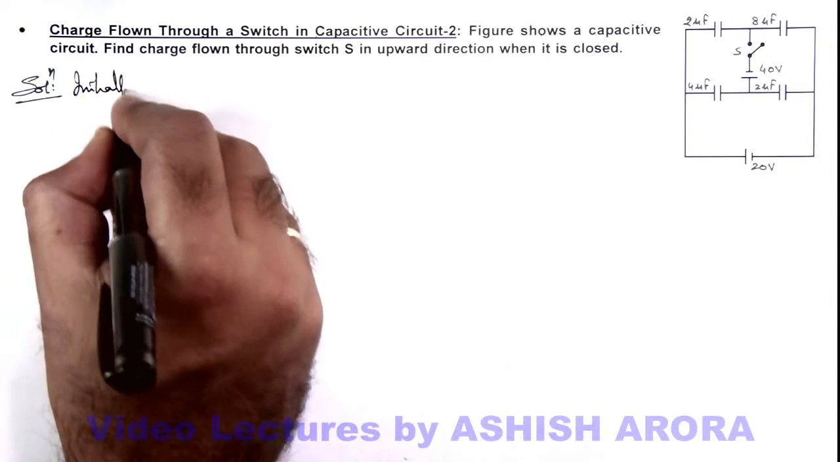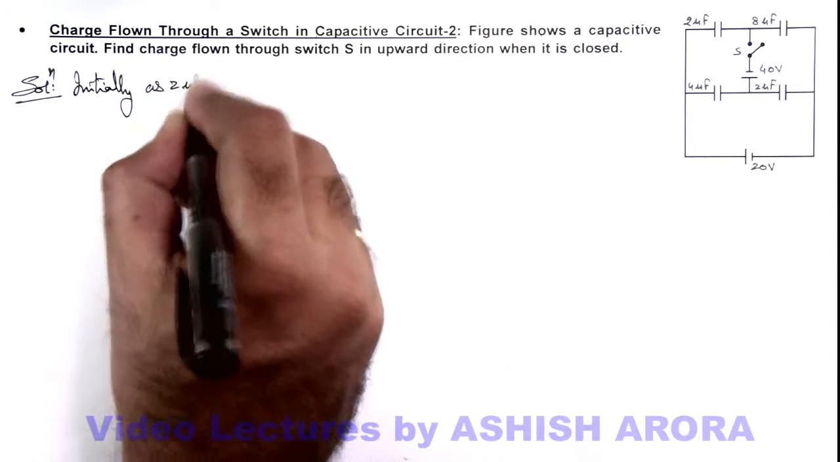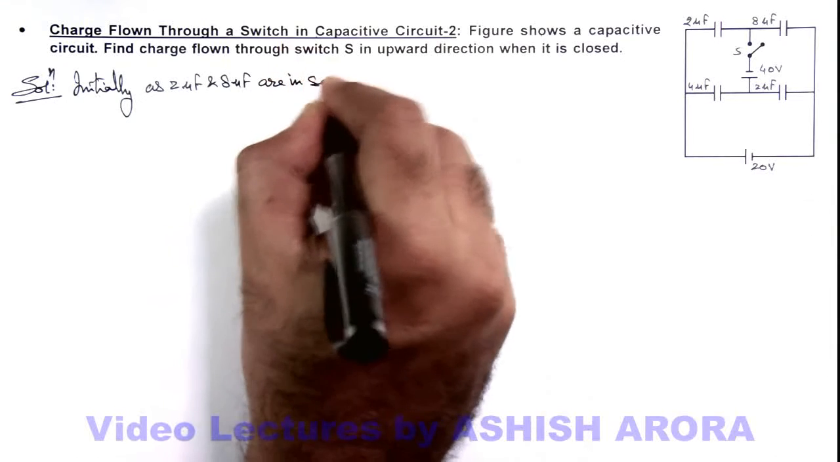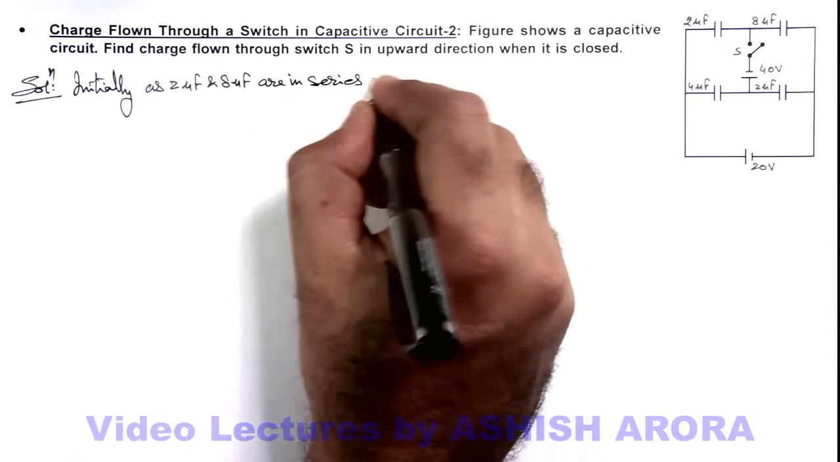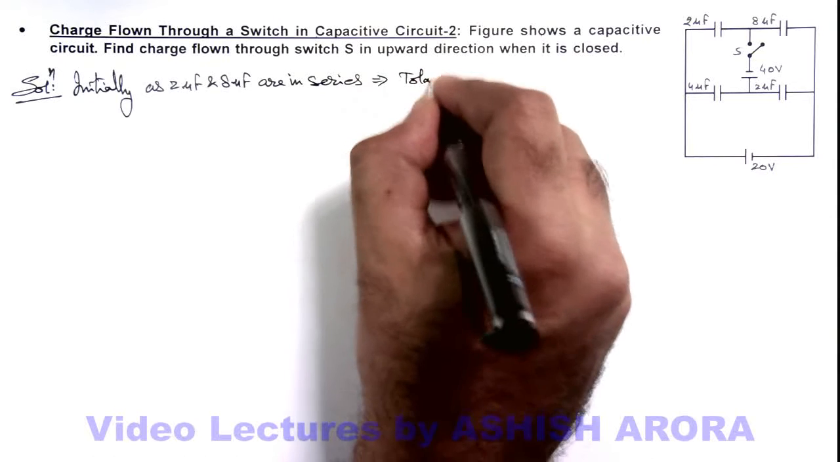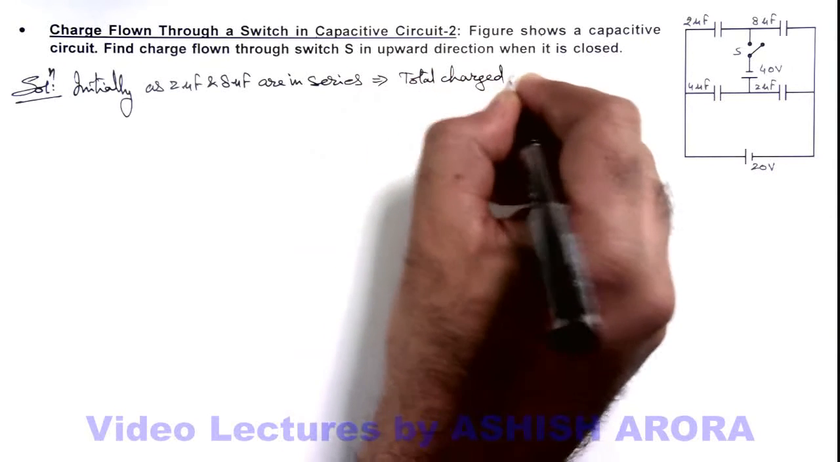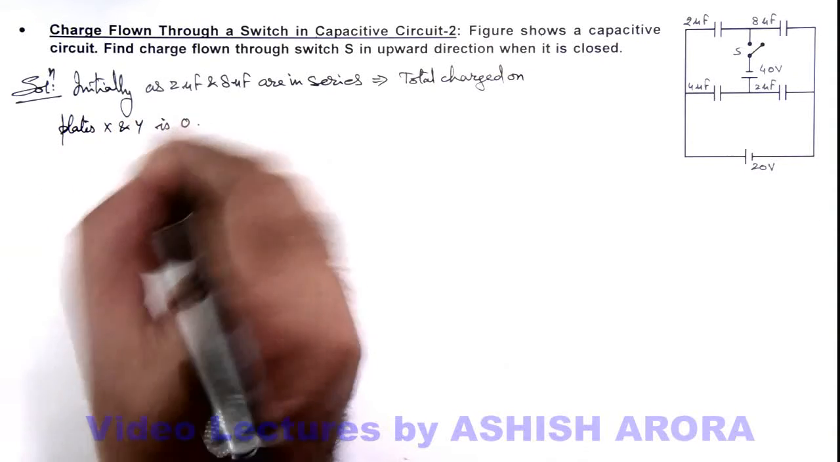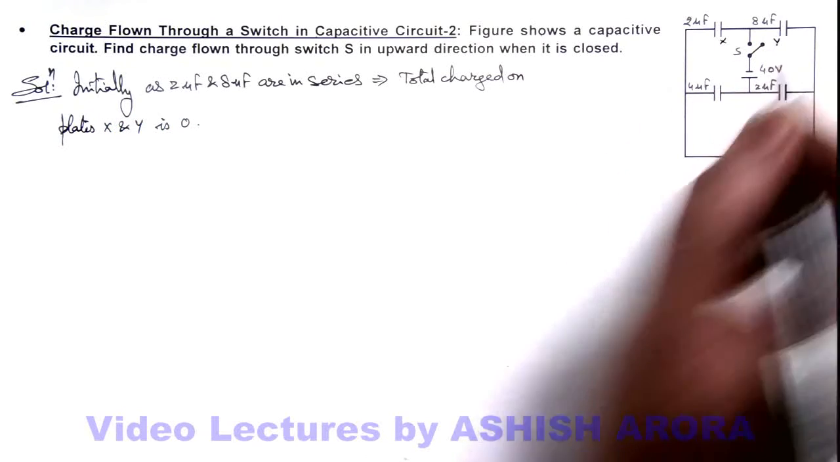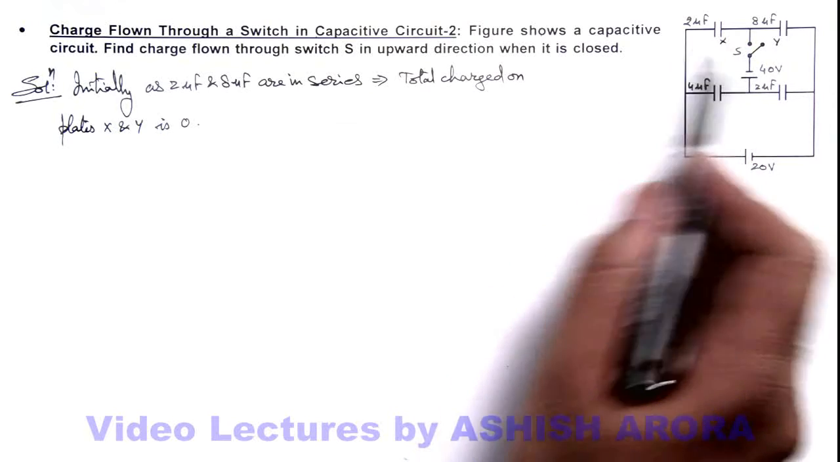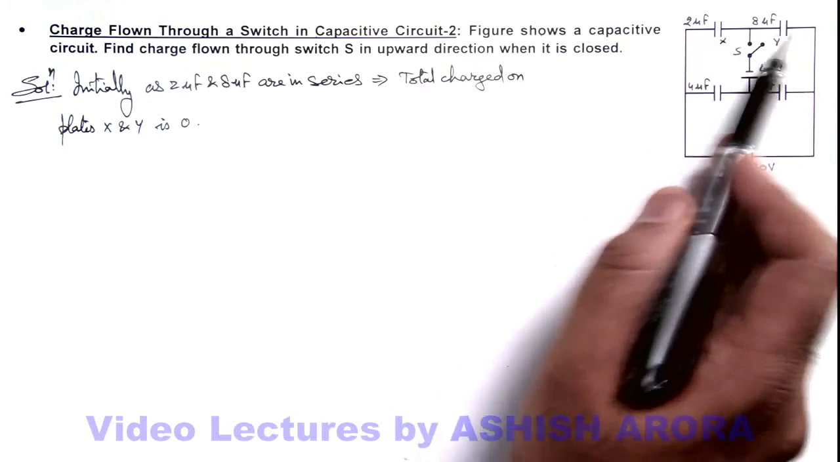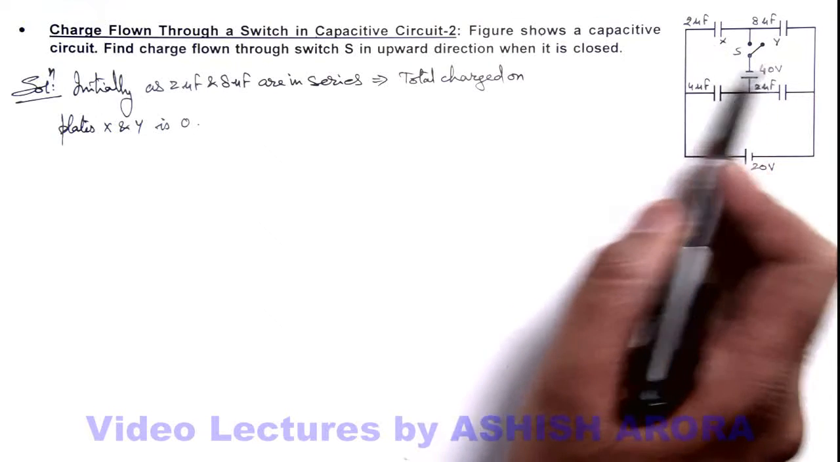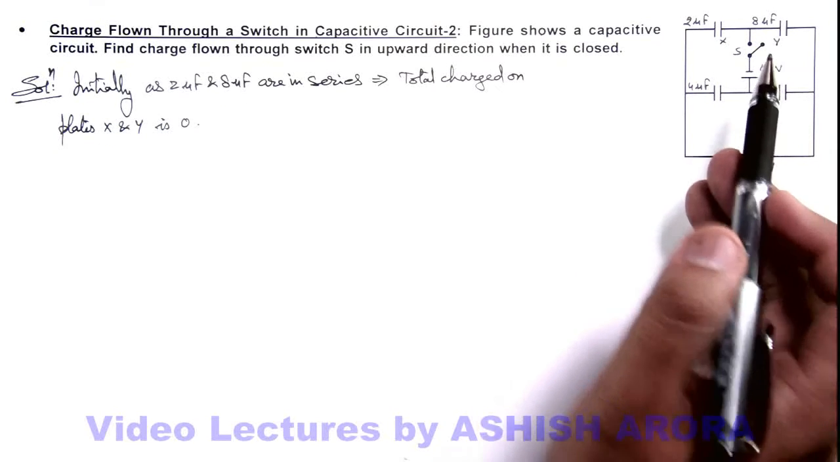Here we can see initially the 2 microfarad and 8 microfarad top capacitors are in series. This implies the total charge on plates X and Y is 0. If we take this plate as X and this plate as Y, then the sum of these two charges will be 0 because these two capacitors are in series, so they carry equal charges. So the total charge on plates X and Y must always be equal to 0 if they are in series.